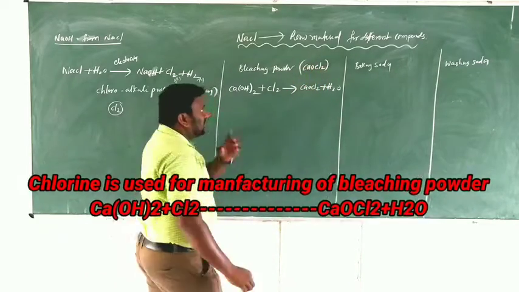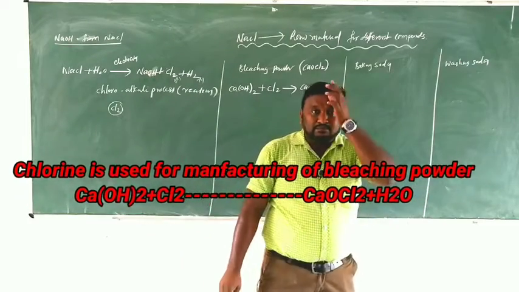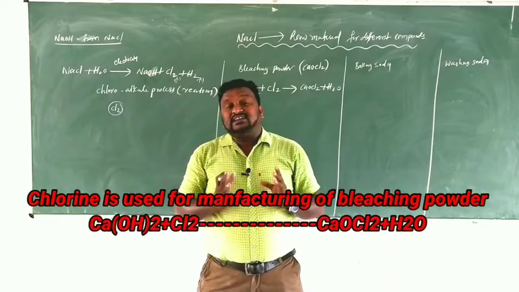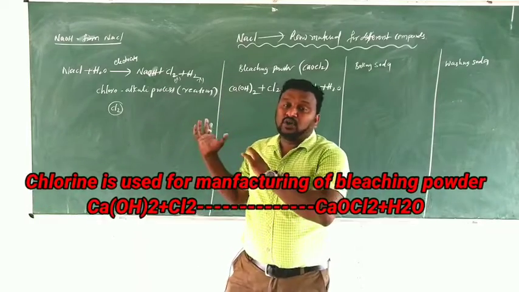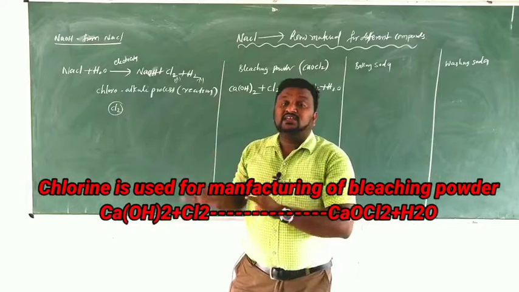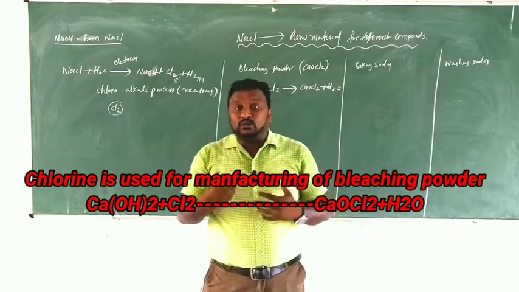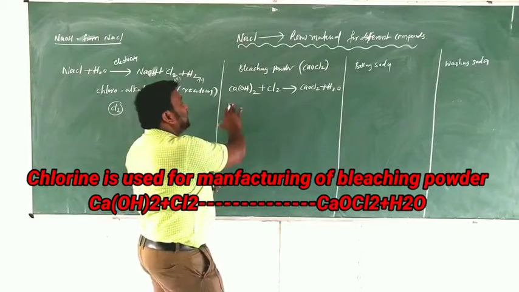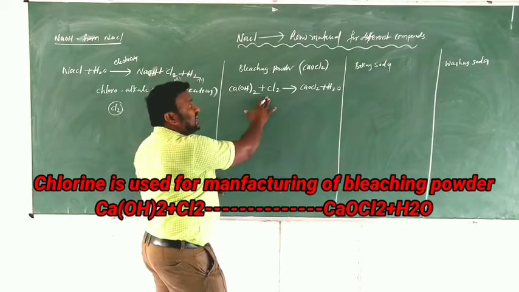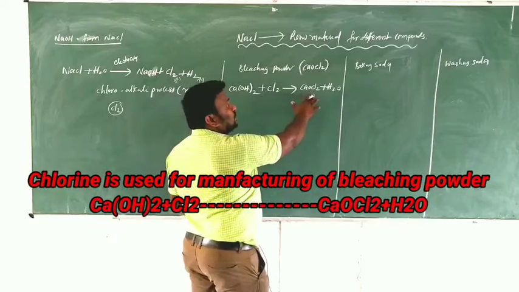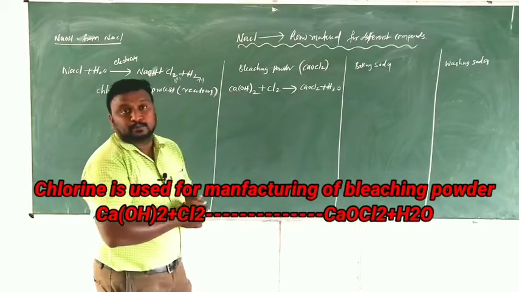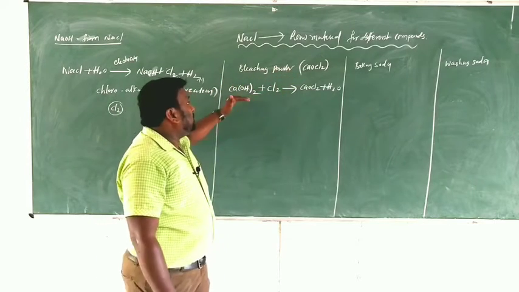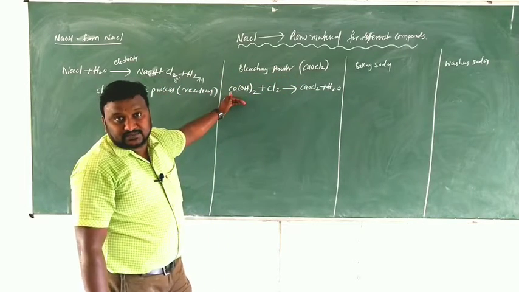CaOCl2. Clear, children? When the chlorine gas reacts with the calcium hydroxide, we get the bleaching powder along with the water. That is shown in this reaction like this: Ca(OH)2 plus Cl2 gives rise to CaOCl2 plus H2O. So that's the formation of bleaching powder from calcium hydroxide.